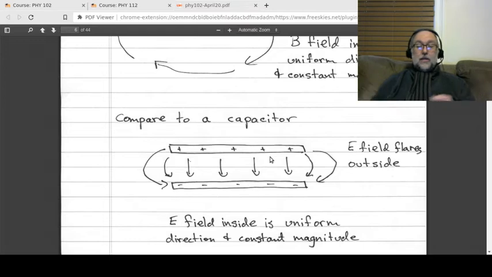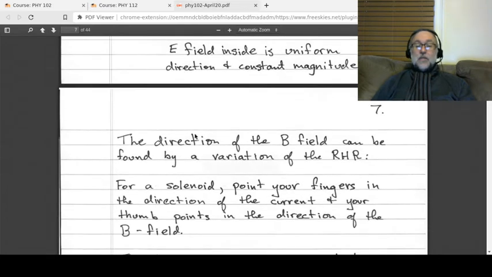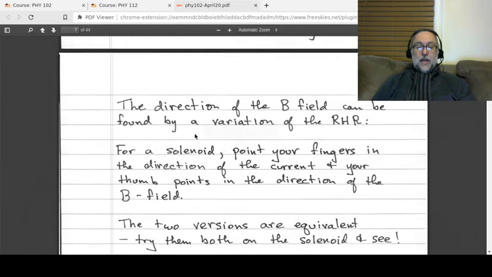At the edges, the electric field will flare for the capacitor, and the magnetic field will flare as well for the solenoid. But this is what makes them very useful, because vector calculus is very difficult, and if you have a uniform vector field, that's very easy to work with. Okay, so there it is. Now, that tells you the direction, the right-hand rule.